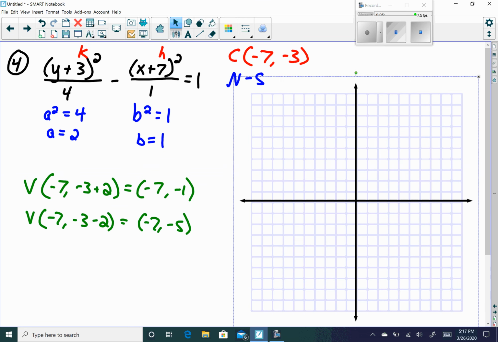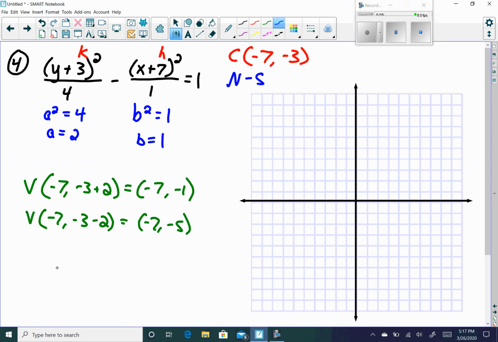Slopes of the asymptotes here. Let's see what you guys were coming up with. Again, we're going to go with whatever square root of the number that's under y. So that's going to be plus or minus 2 over 1, or just plus or minus 2.